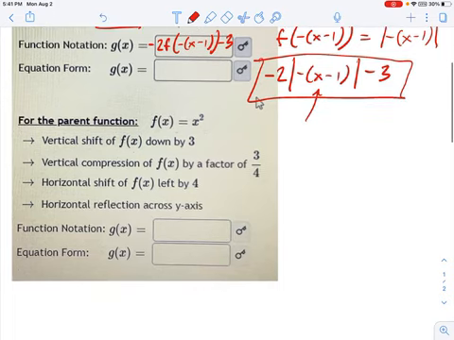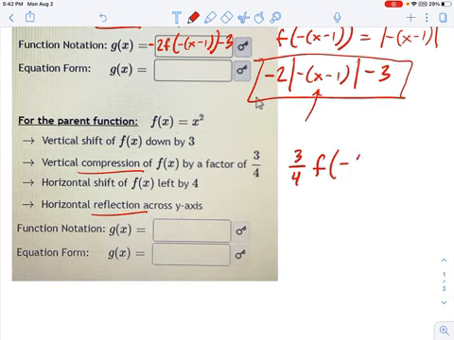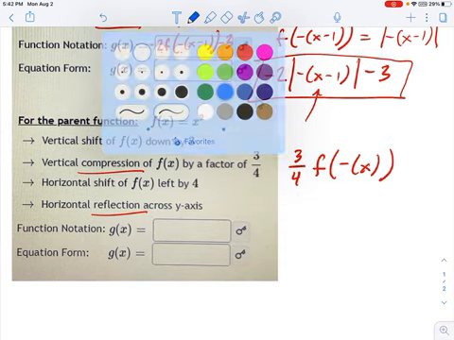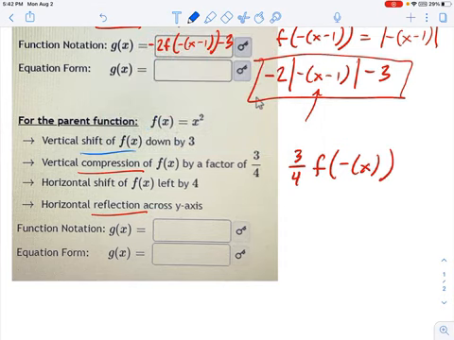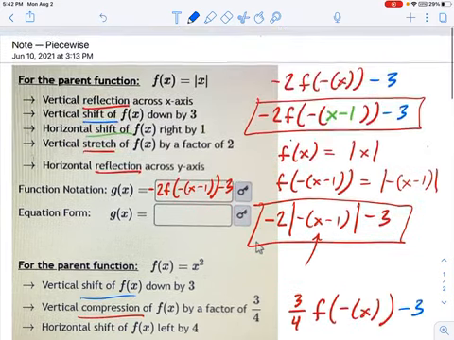So with this one, we'll go through this a little quicker. I'm going to talk about compressions and reflections first. So I have a compression of 3/4 times f. There's no vertical reflection. So we move on to the inner parentheses where we see there is a horizontal reflection. Okay, and then we move on to the shifts. Just use the same colors like before. Vertical shift down by 3. Wasn't that the last one? Yeah, it was also down by 3.